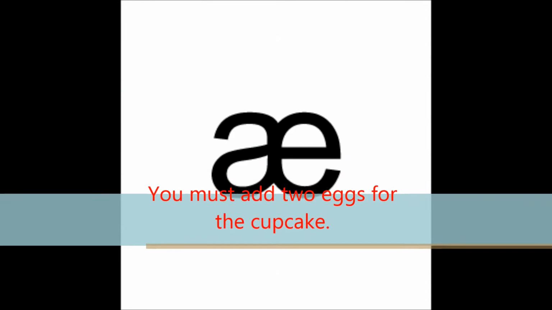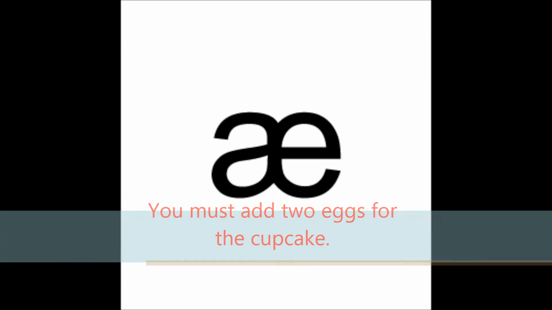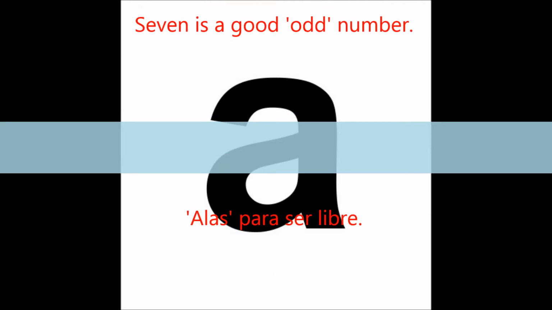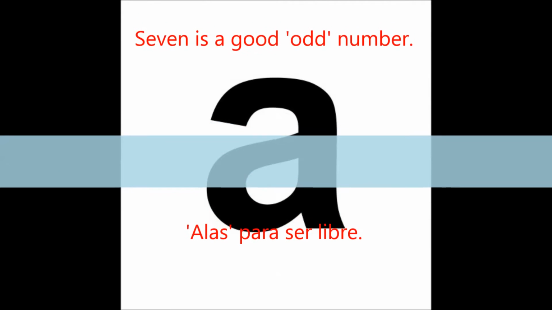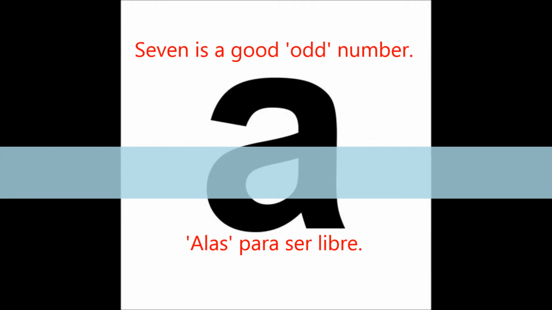You must add 2 eggs for the cupcake. In Spanish, this phoneme doesn't exist. 7 is a good odd number. Alas para ser libre. These phonemes differ in the resonance made in the mouth. It means that the first one has a vibration interval longer than the second one.